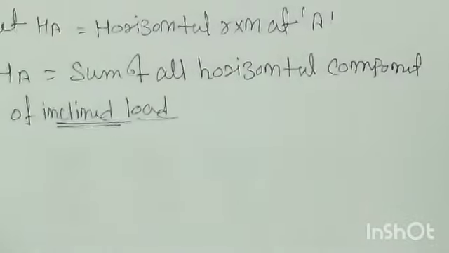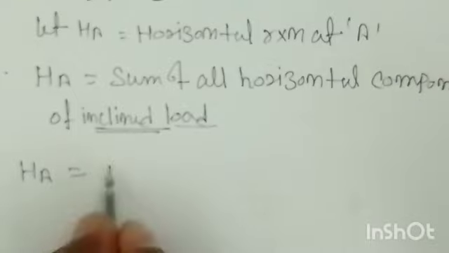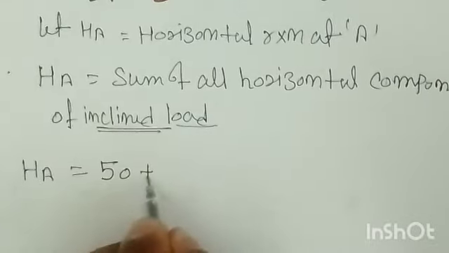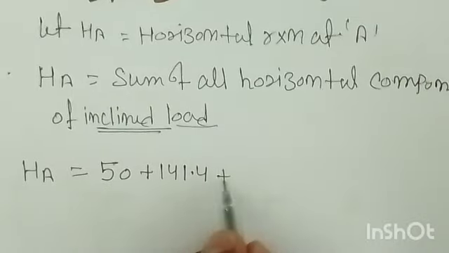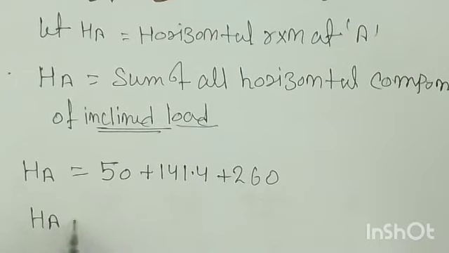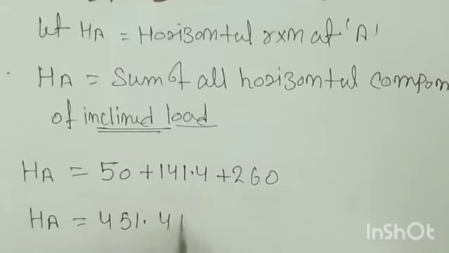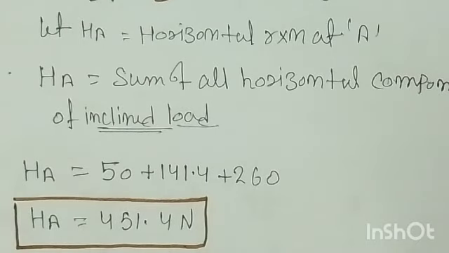Now here HA is equal to what? You can say HA is equal to the sum of all horizontal forces. So all horizontal forces is 50 plus 141.4 plus 260, right? So this HA we got, HA is equal to how much? 451.4 Newton. So this horizontal reaction at A we got, which is 451.4 Newton, right?